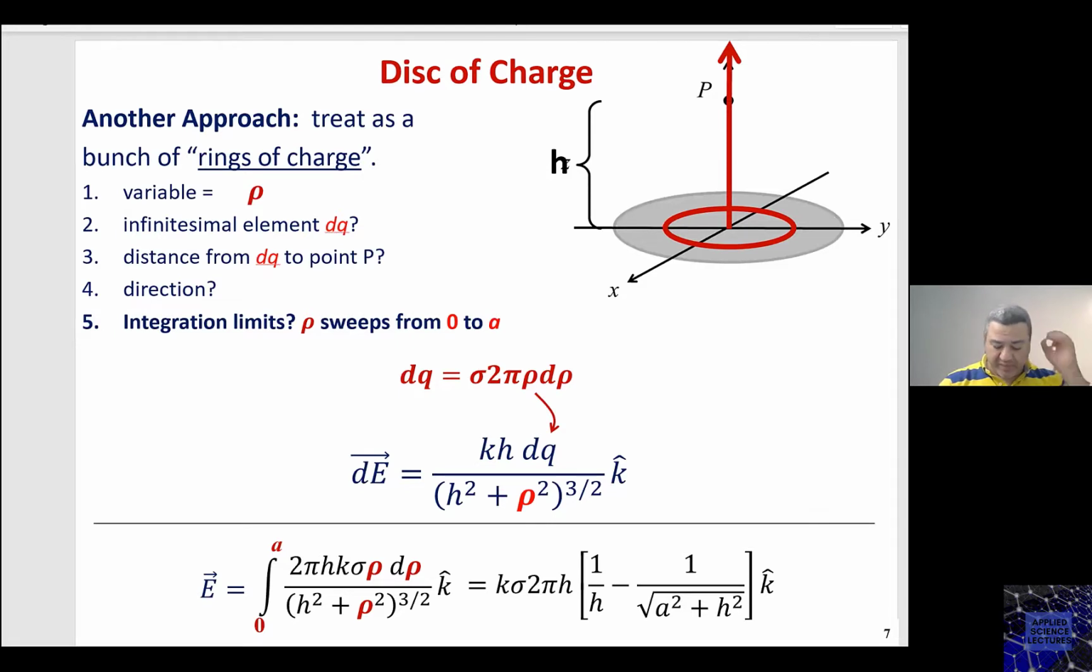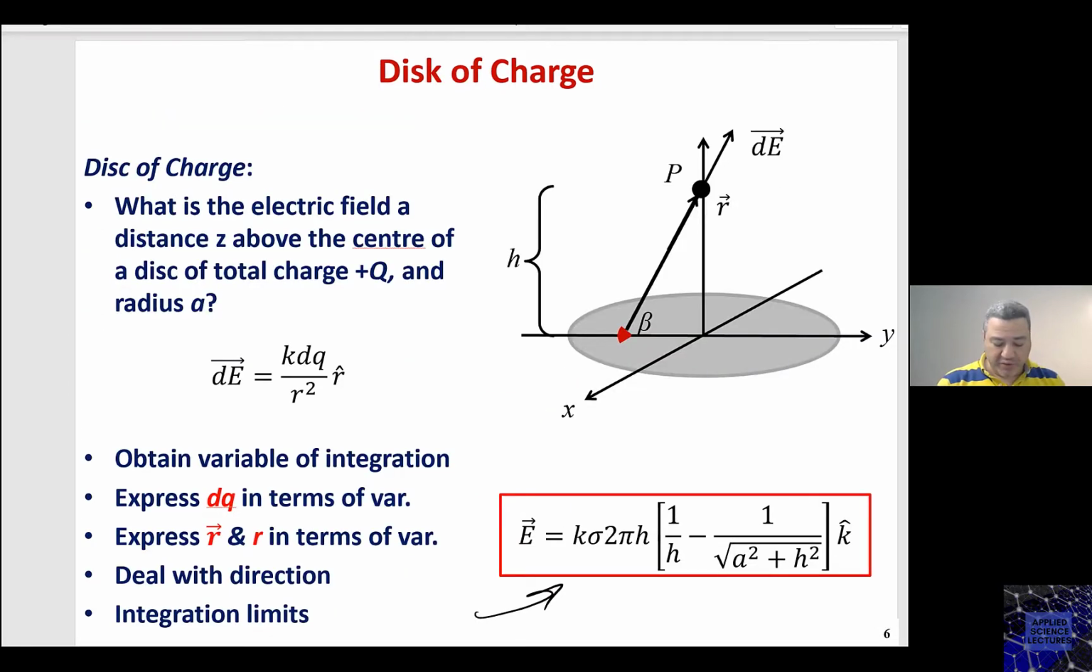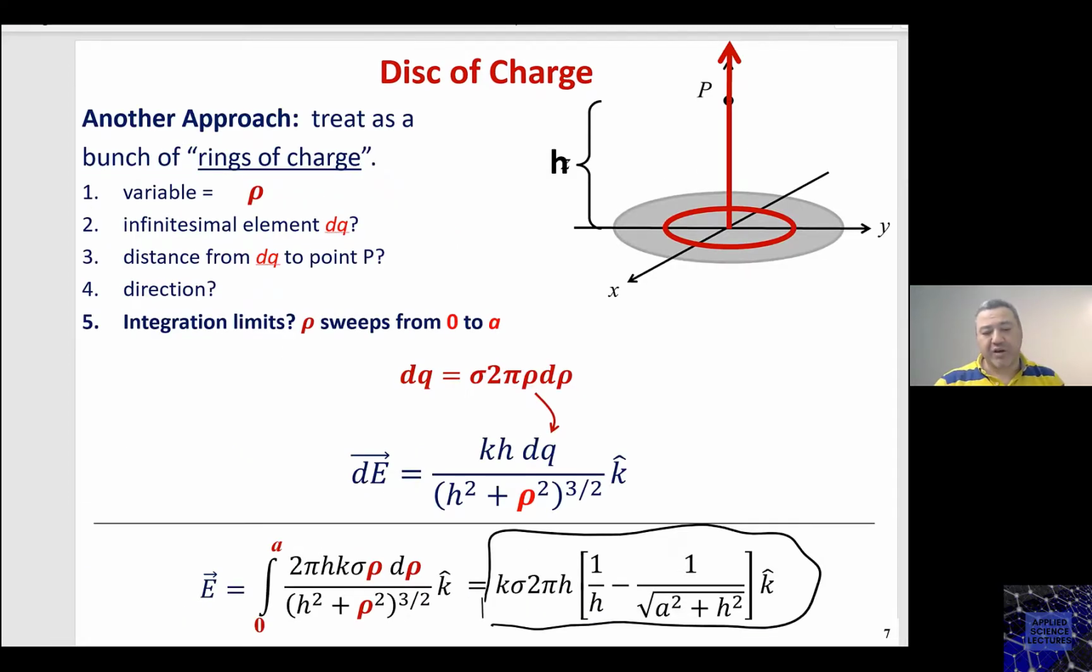Here is the disk of charge, basically using the ring of charge and sweeping the radius of the ring of charge to give you this expression. Again, this is just for those who are interested to know how we derived the electric field for the disk of charge using this approach, which is the dq approach, or using the ring of charge and sweeping along the radius of this ring of charge.